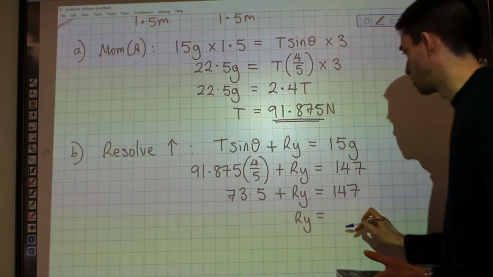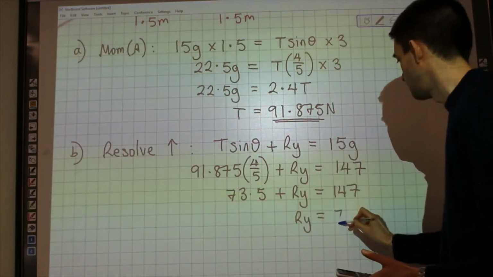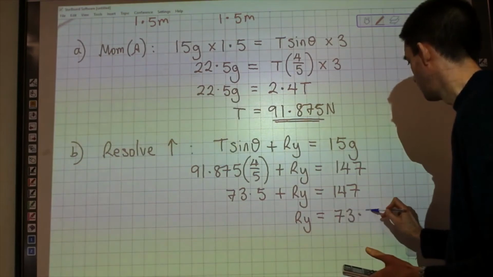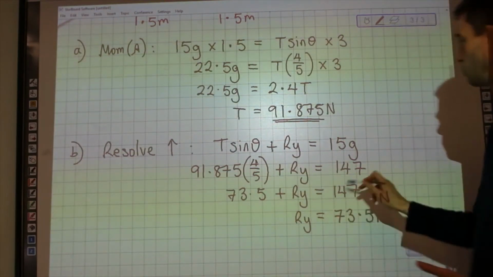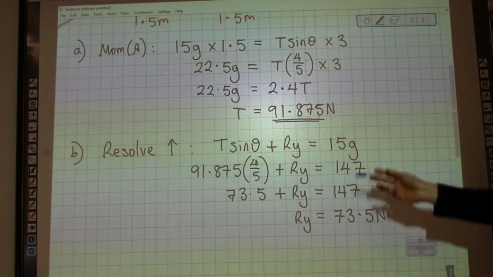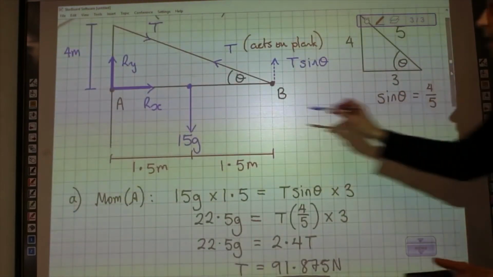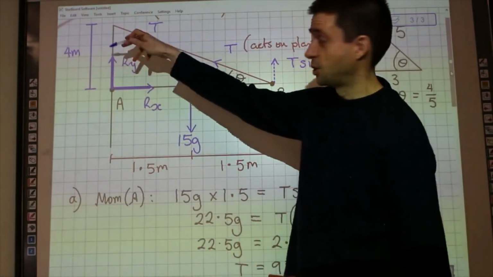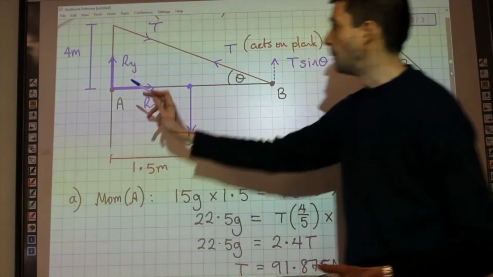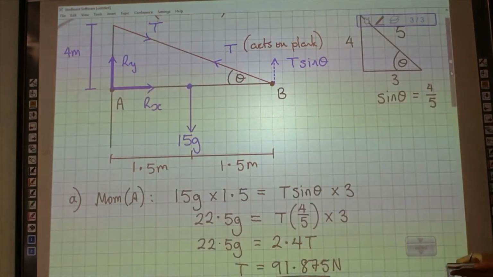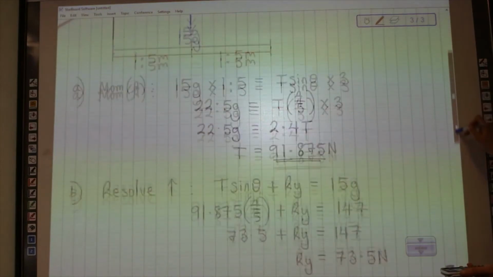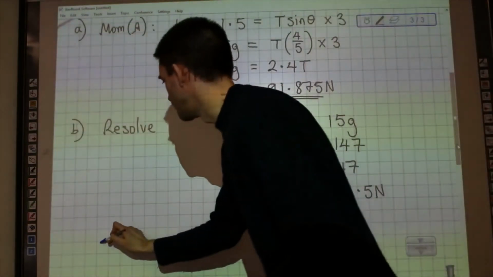Which means the reaction at Y is 73.5 newtons, subtracting 73.5 from 147. So that's found me the vertical component of the reaction at the hinge. I'm now going to find the horizontal component of the reaction at the hinge. So I'm going to be resolving horizontally.